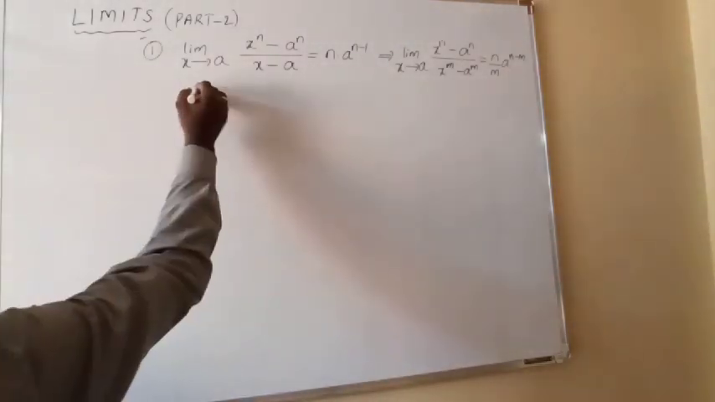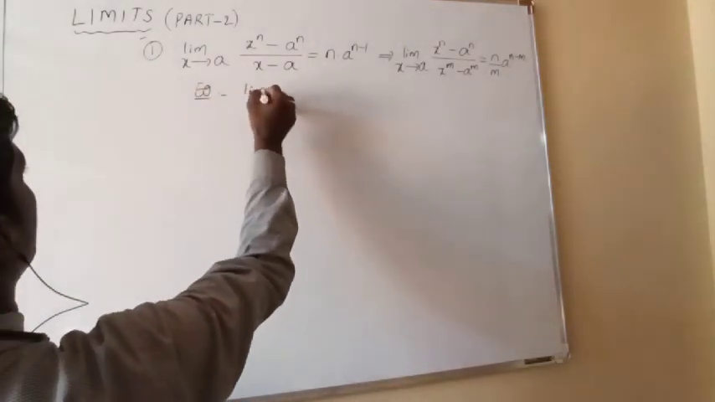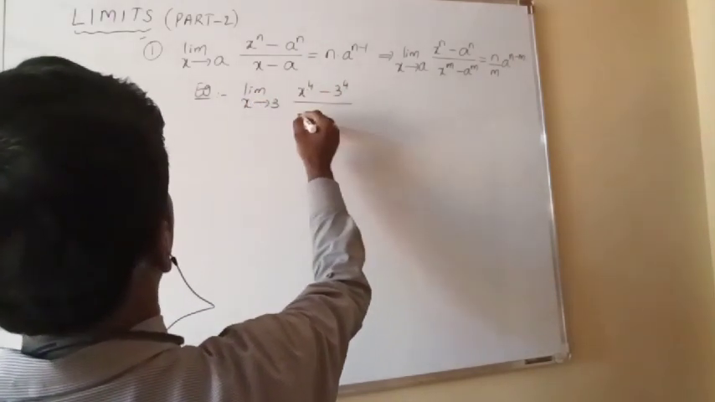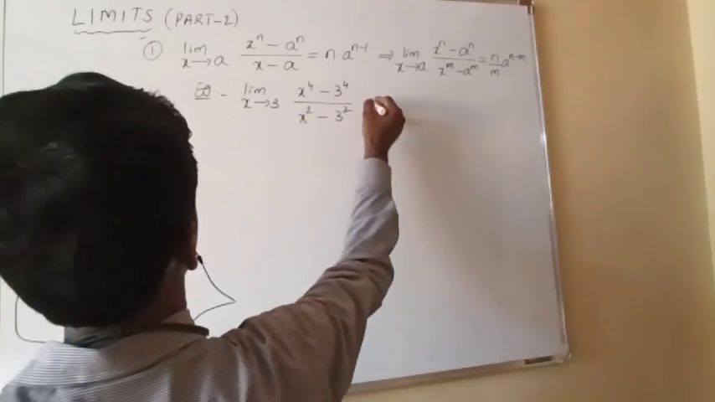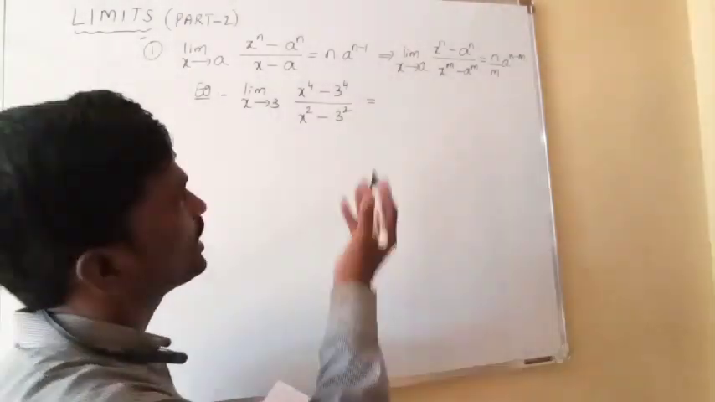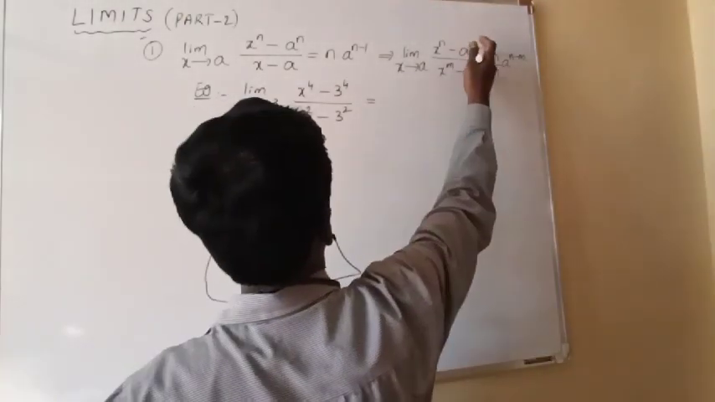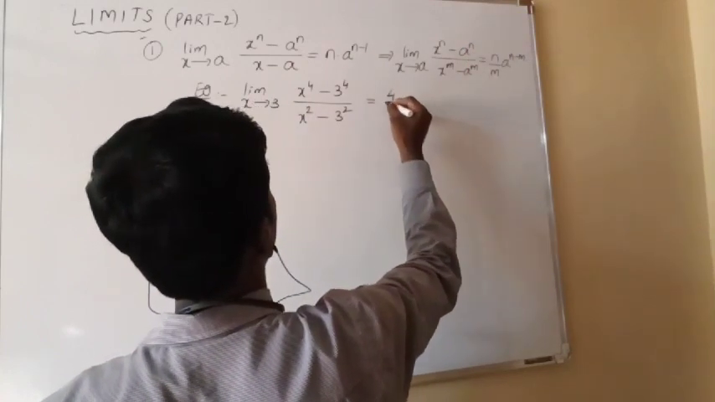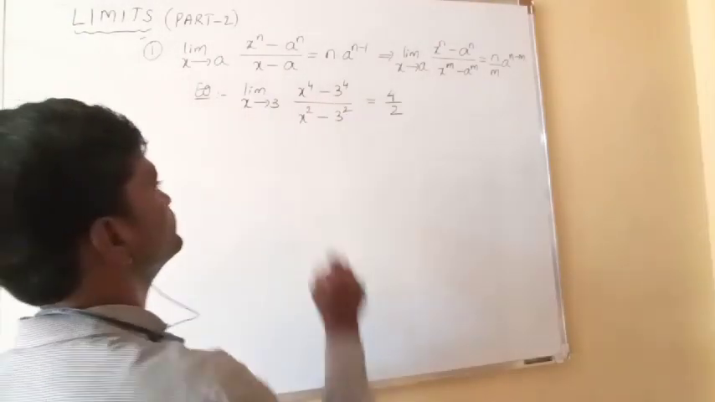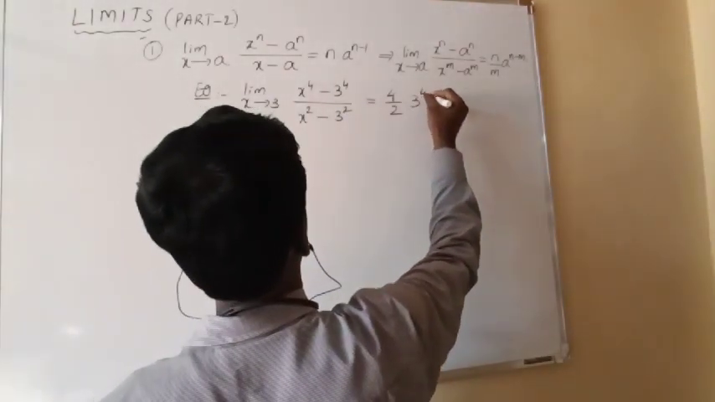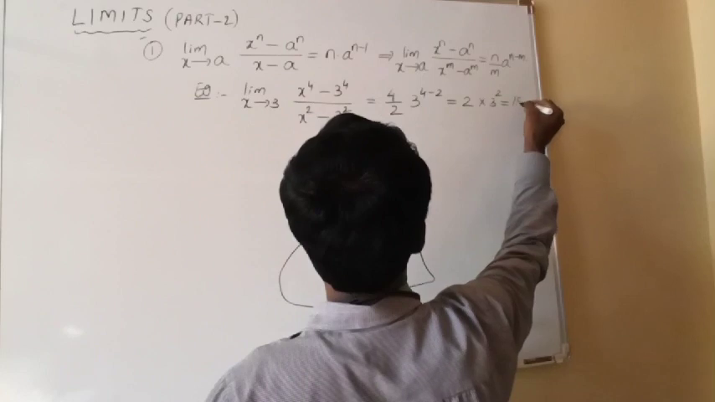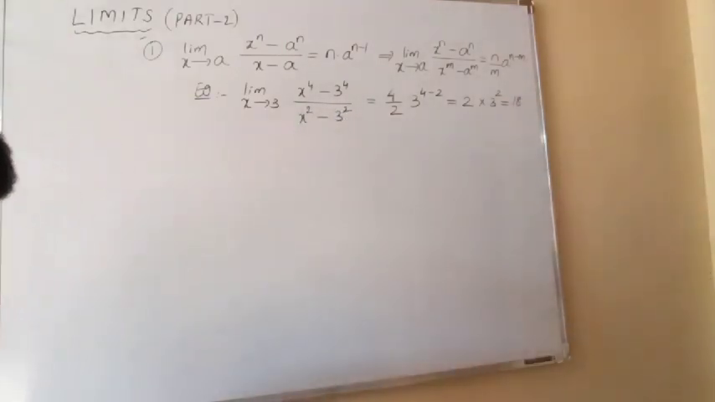So for example, if they ask what is limit x tends to 3 of x power 4 minus 3 power 4 by x square minus 3 square. Just we can apply the second formula. So n by m, so 4 by 2, n value 4, m value 2, a value 3. So 3 power 4 minus 2. 4 by 2 is 2 into 3 square. So 2 into 3 square is 2 into 9, 18.